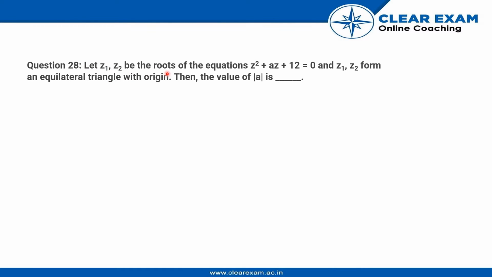Let z1, z2 be the roots of the equation z square plus az plus 12 equal to 0, and z1 and z2 form an equilateral triangle with the origin. So we need to find the value of mod a.